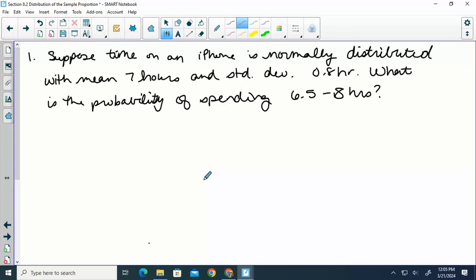So if I look at this one, it said, suppose time on an iPhone is normally distributed with a mean of 7 hours and a standard deviation of 0.8 hours. What is the probability of spending between 6.5 and 8 hours? So am I talking about a sample proportion or a sample mean here? No, I don't have a smaller group that I've pulled apart and am looking at. It's just out of everyone. So this is just finding the probability that x is between 6.5 and 8.